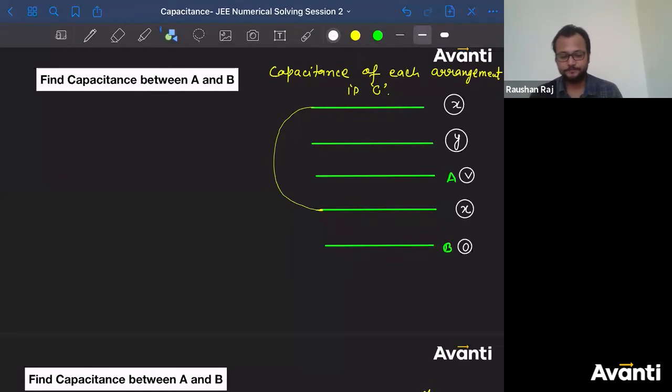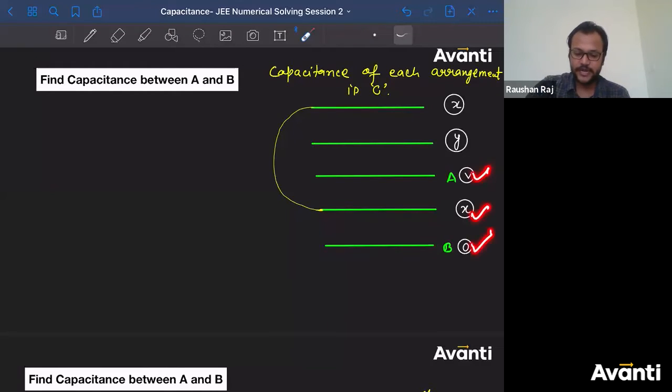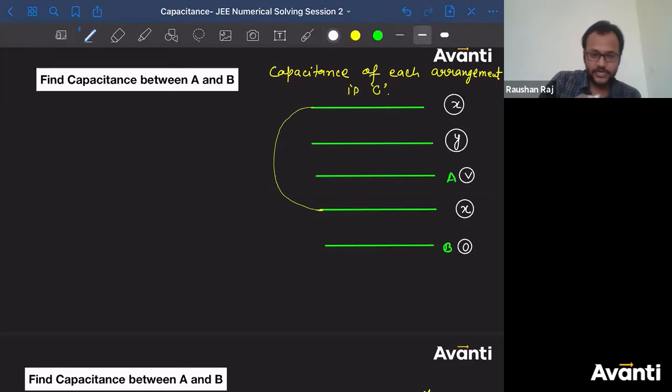So we got some conditions. Now tell me how many potential points are there? 1, 2, 3 and 4. So 4 potential points are there. All right? So what will we do? Take out the 4 potential points. So let us represent those. This is V. This is X. This one is Y. And this one is 0. Okay? You can also write it like this.